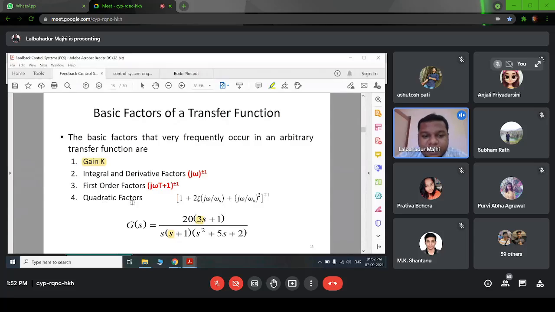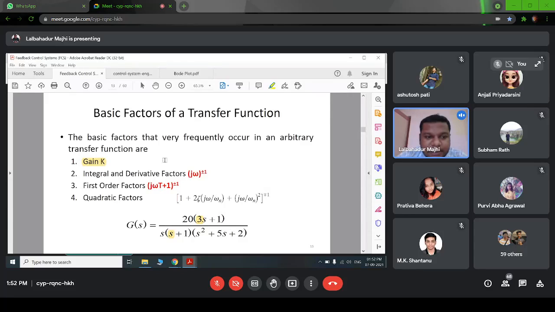Similarly, the next one is the quadratic factor. It may be in the denominator or it may be in the numerator, but in this case it is in the denominator, right? S square plus 5s plus 2. So we'll see how our transfer function will behave if we have these terms.